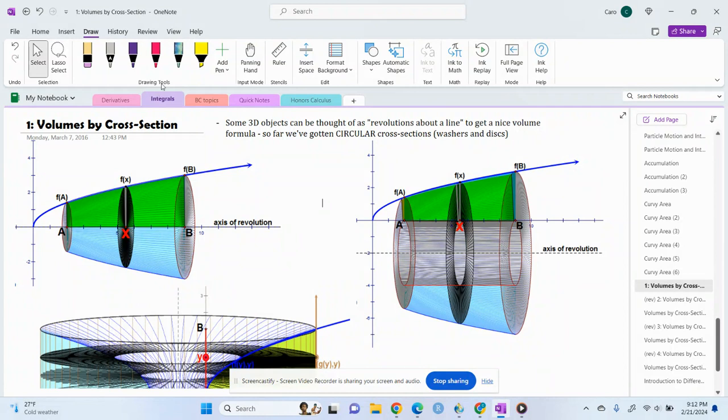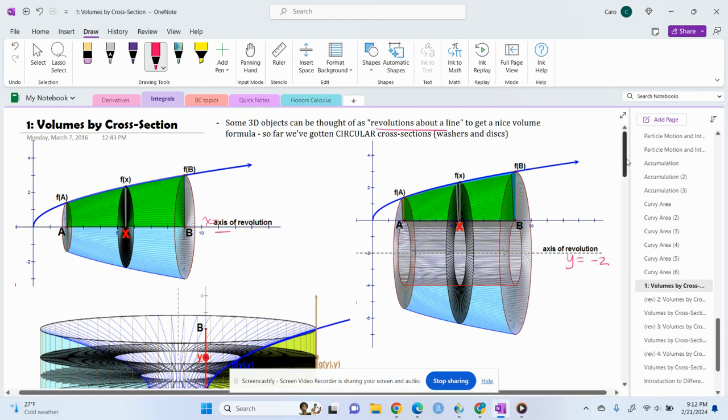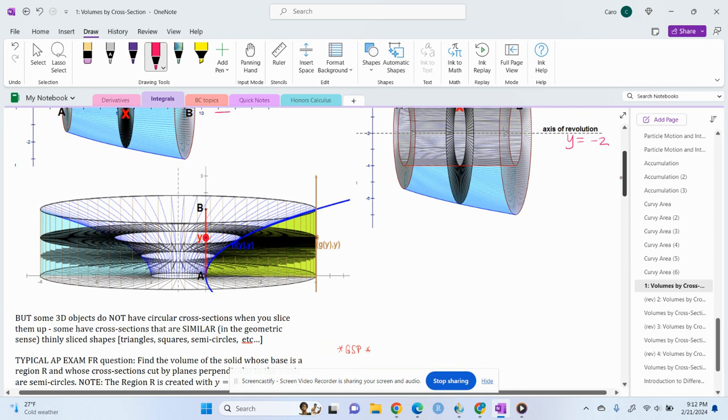So we've been spending several days in class doing volumes of revolution. That's whenever you take a 2D area and you revolve it around a line, either the x-axis, like in this case, or another random line like y equals -2, or even a vertical line. We did some of these where we rotated around a vertical line like x equals -1.